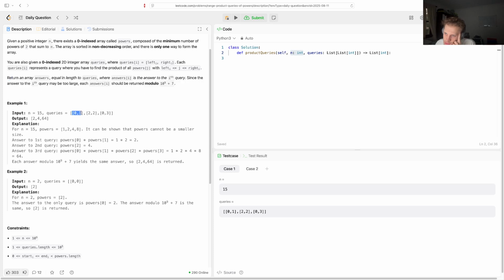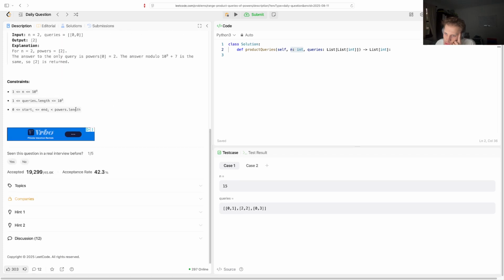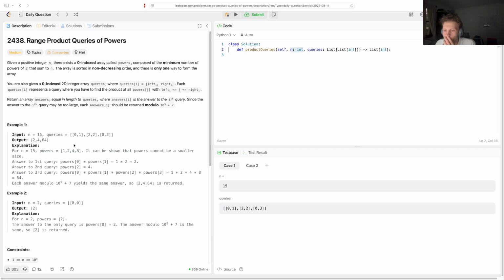Okay, so 0, 1, 2, 2, 0, 3. What does n go up to? 10 to the 9. Okay. For n of 15, powers is 1, 2, 4, 8, it can be shown that powers cannot be smaller. What is n? Okay, I'm a little confused. Answer the first query. Powers of 0, powers of 1, 1 times 2.